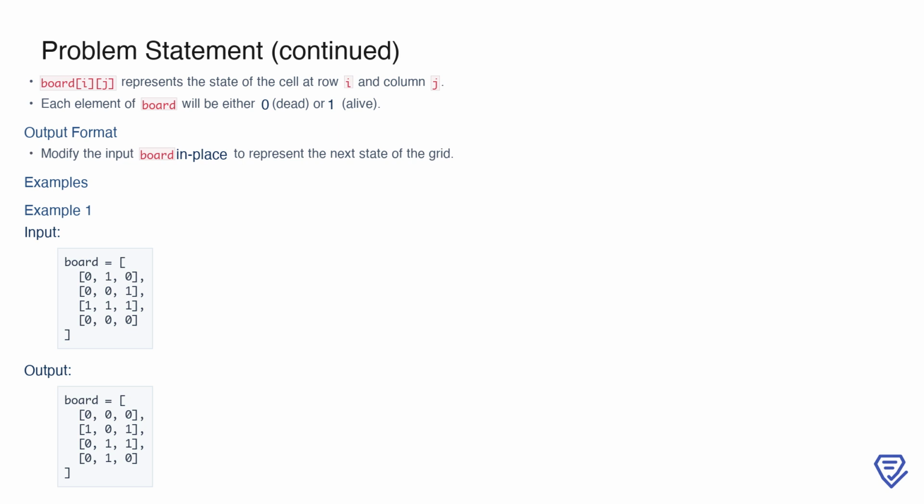Consider a board that starts with the configuration 0, 1, 0, 0, 0, 1, 1, 1, 1, 0, 0, 0. After applying the rules to each cell, the board evolves to the following configuration: 0, 0, 0, 1, 0, 1, 0, 1, 1, 0, 1, 0. Notice how each cell's state changes based on the states of its neighbors. This example illustrates the core idea of how the grid transitions from one generation to the next.